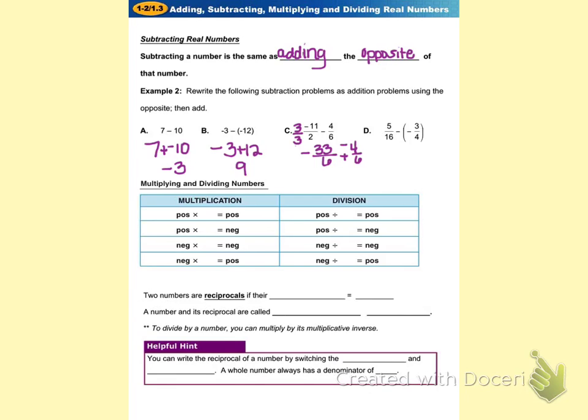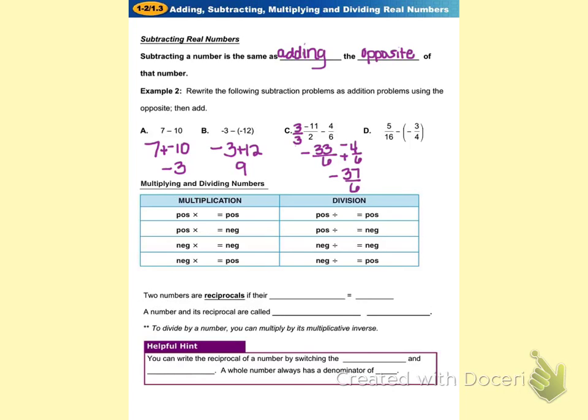Well, now we're adding two numbers with the same sign, and that means we can ignore the negative sign, add them together, and the final sum will be negative. And that makes -37/6. And I don't believe that can be reduced. Let's go ahead and look at one more.